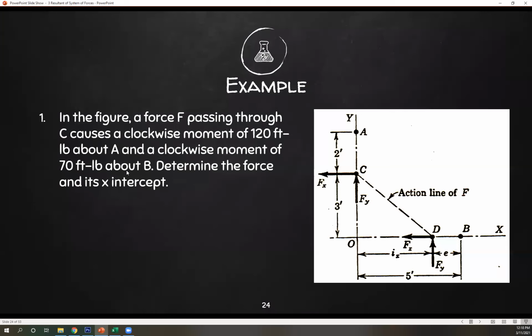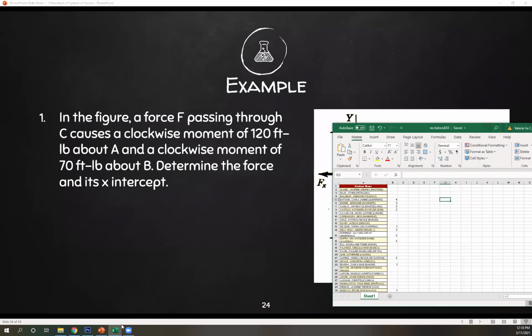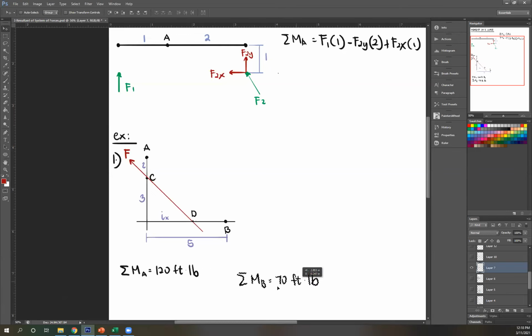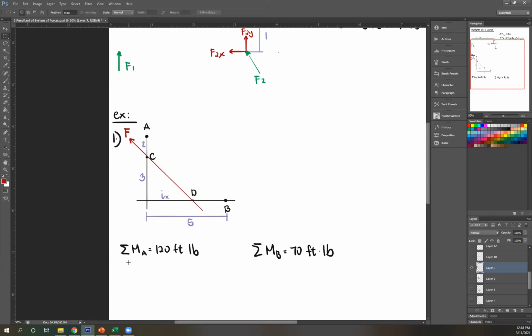What are we looking for? Determine the force and its x-intercept. So we're looking for F. So let's call this F. And how do we do that? We're gonna use what's given. Let's start with, we're given moment about A. And we already know how to take moment, right? Summation of moment is just force times distance. Okay, so summation of moment about A is just summation of force times distance. So once again, this is 120. Now what is my force? That is what we're looking for in the distance.